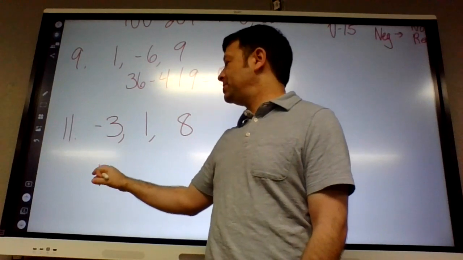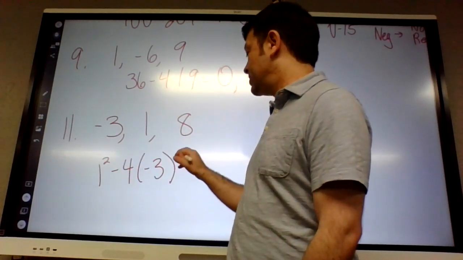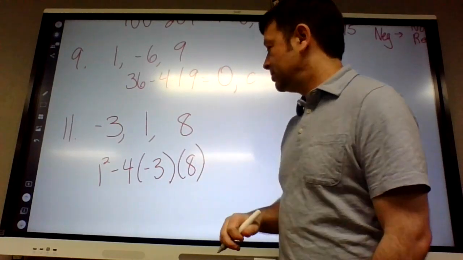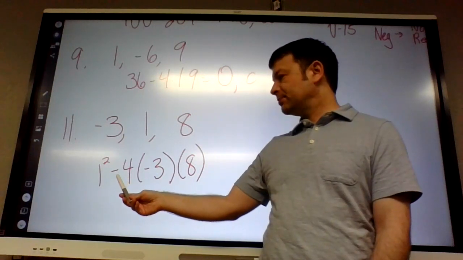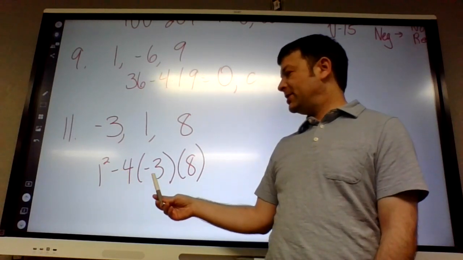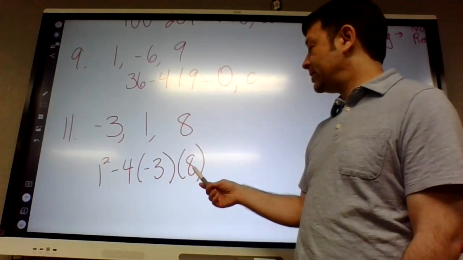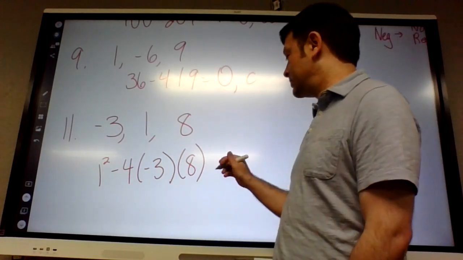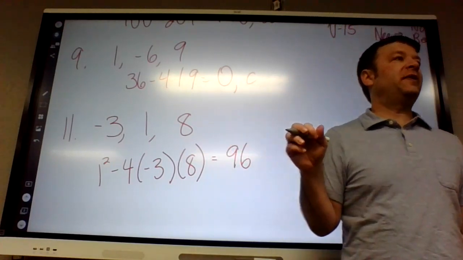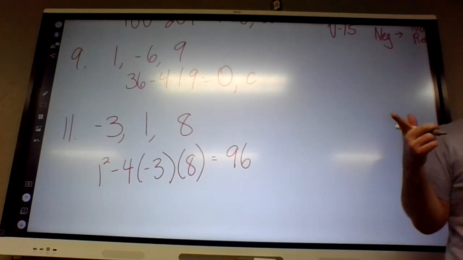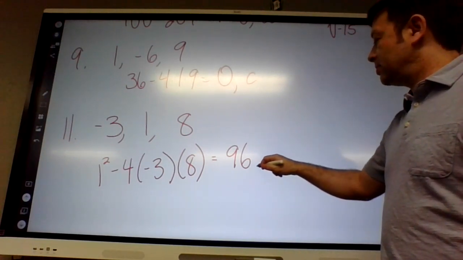So, b squared minus 4 times a times c. Is it going to be positive or negative? Positive. A minus and a negative make a positive. So it's 12 times 8 is 96, plus 1 is 97. Is 96 a perfect square? No. Sorry, 97.